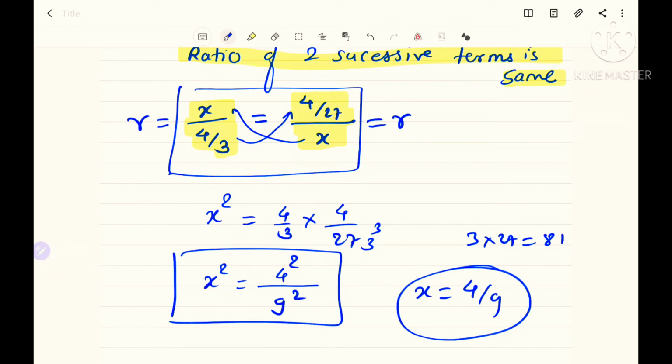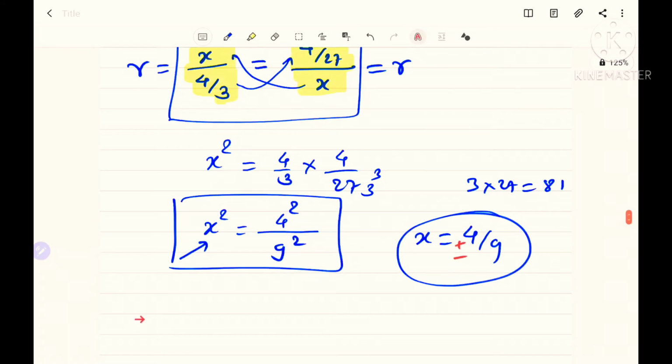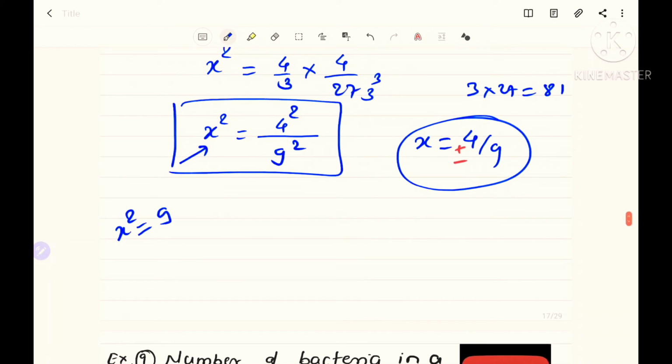More specifically, if you remove the square, make sure that you put a plus and minus sign. The reason is quite simple. If I am talking about x square equal to, let's say, 9, and if you want to remove the square, make sure that you write it as plus minus 3. The reason is quite clear. Square of plus 3 is 9 and square of minus 3 is also 9.